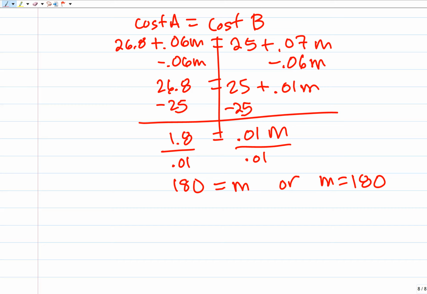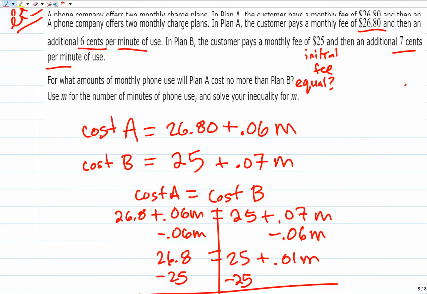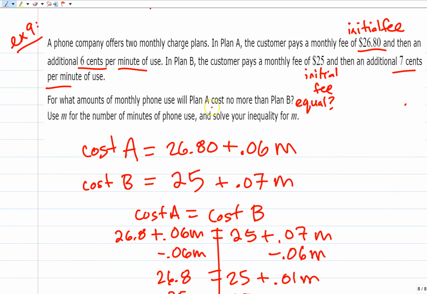Now be careful, because it said something about an inequality up there, so I'm going to go back up to the question. If I ask when are they equal, you set them equal. But it says cost no more than. What are they wanting here? This is horrible. No more than. I think what they're wanting to do is figure out where A is less than B.